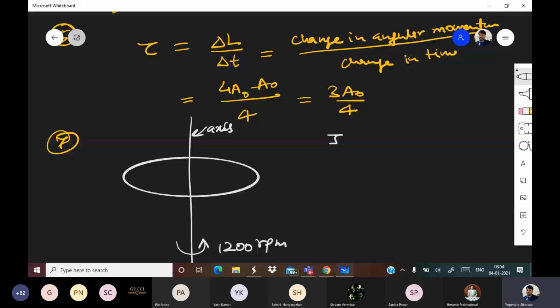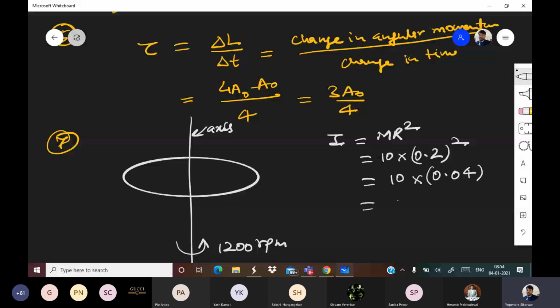So I will be mr square, and m is 10, r is 0.2 squared. Why is r 0.2? Because diameter is 0.4. So 10 into 0.04 and that will be 0.4. So the answer will be option C. No, it can be first also, because 0.4 is given twice.